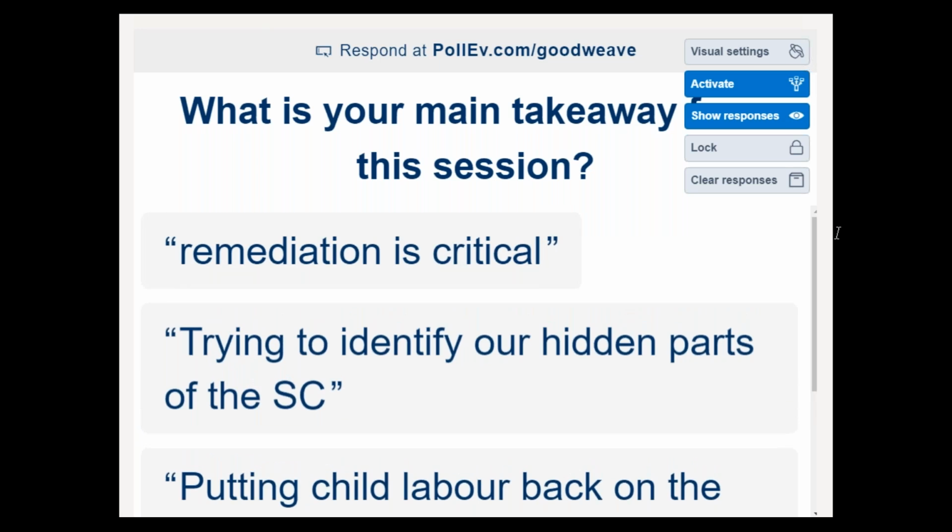Remediation is critical, absolutely, it is. And as we say, the inspection part, the identification of the issue, is where the work begins. It's not where the work ends. You end the work when you know that the child has been provided with remediation, and trying to identify hidden parts in the supply chains, which is where the most risk lies.